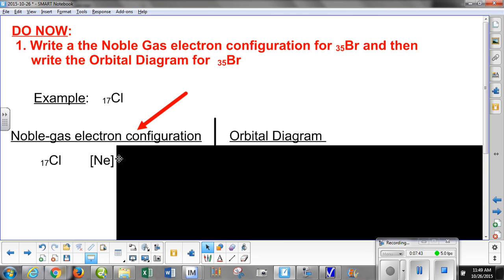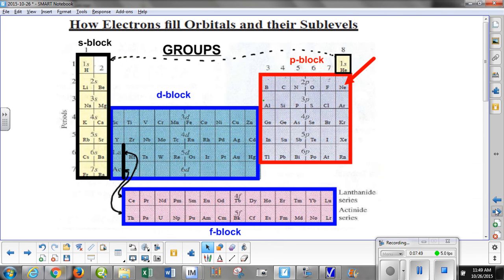Okay, so if we are in chlorine, if we're doing chlorine, what row are we on in the periodic chart? Okay, chlorine is right here. Yes, it is row 3. That means it's in principal energy level 3. So we start with neon, and then we just follow our nose. We go to the next element. Okay, the next element is sodium.